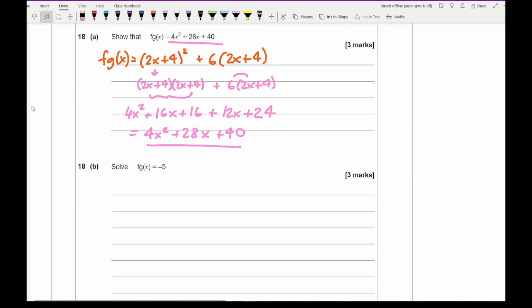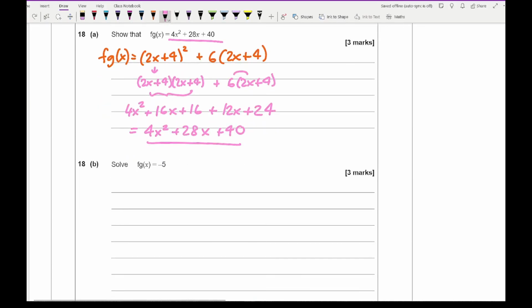The next question then says for B, show that fg of x equals minus 5. So we want to solve this. This bit here is part A. So what we know is that part A is 4x squared plus 28x plus 40 equals minus 5. Now to solve the quadratic, we need to make sure it's equal to 0. So 4x squared plus 28x plus 45 equals 0.